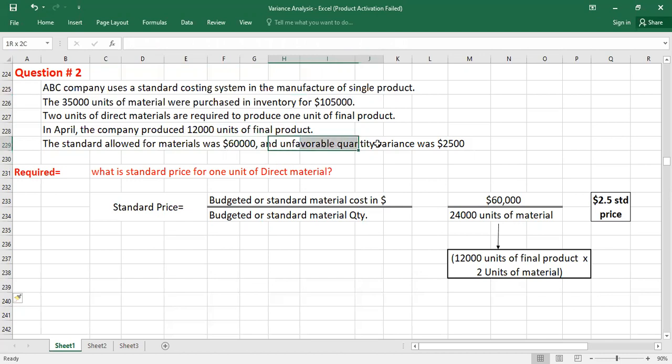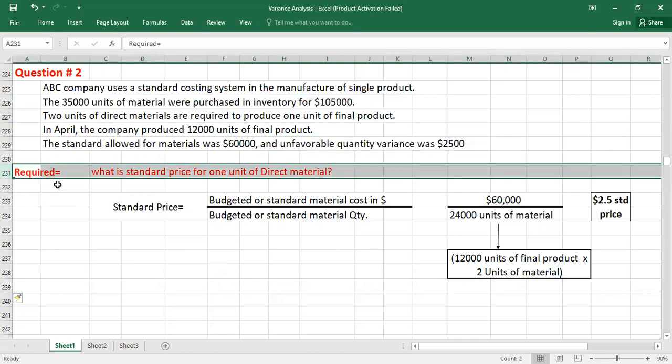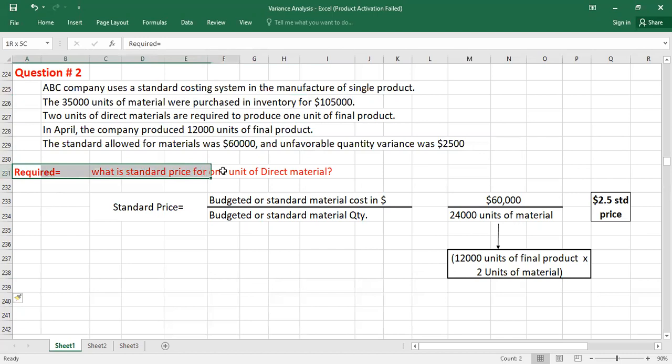an unfavorable quantity variance of $2,500. So you are provided with the quantity variance as well in amounts, and it is unfavorable. So what is the requirement? In the requirement they're asking you, what is the standard price for 1 unit of the direct material?